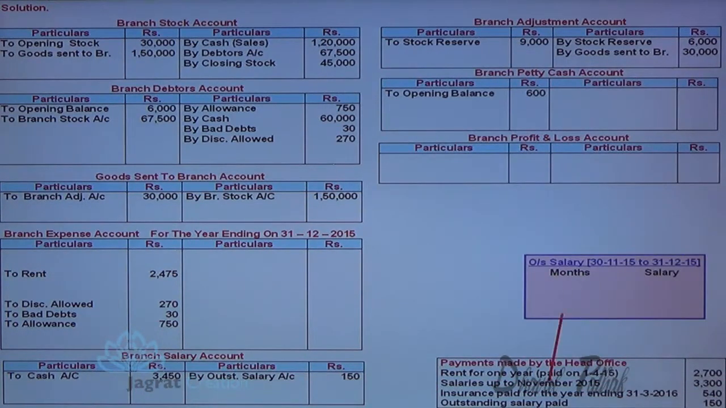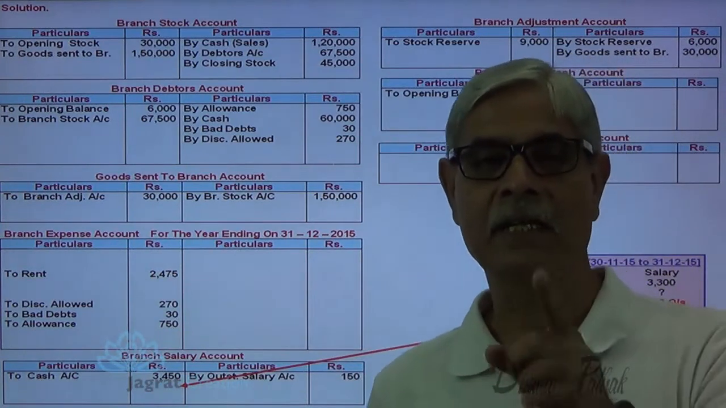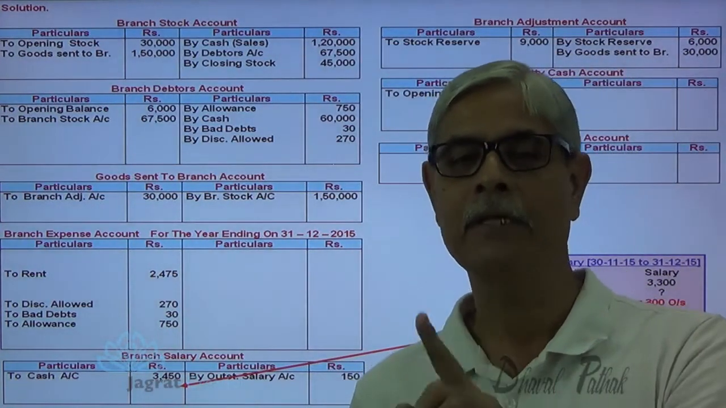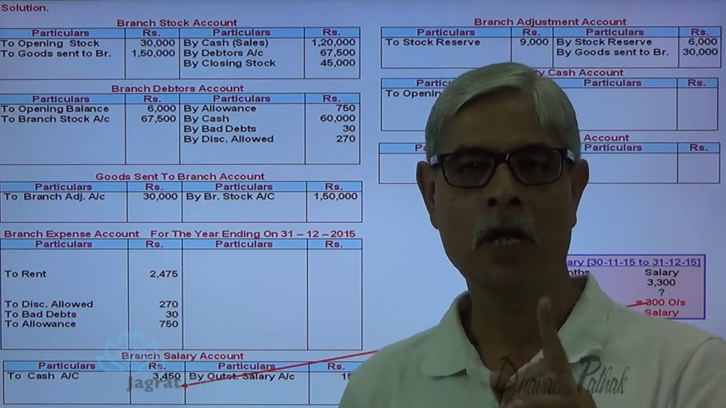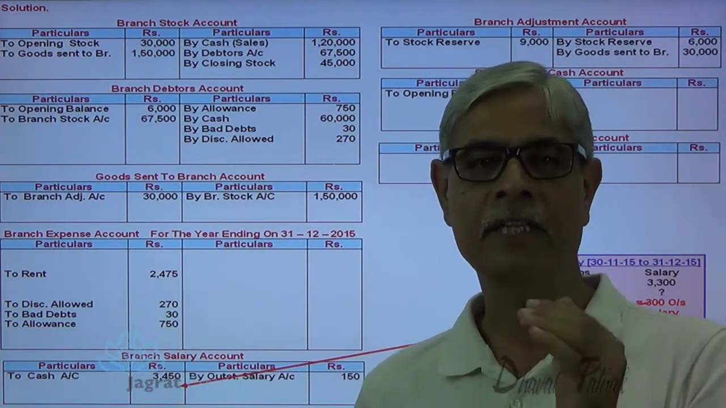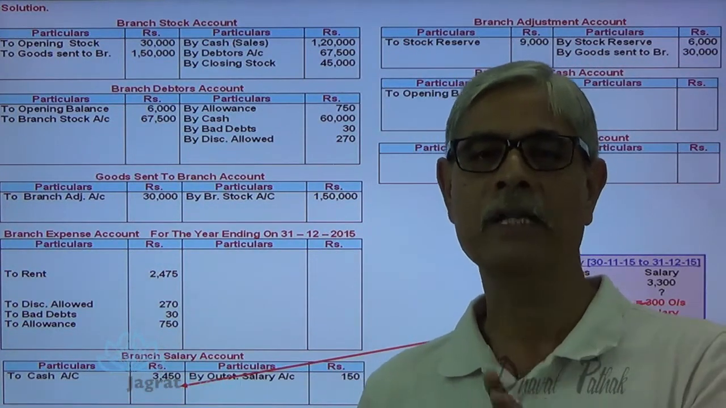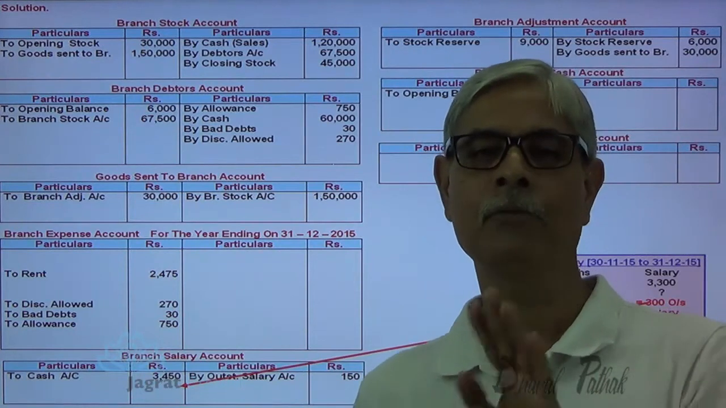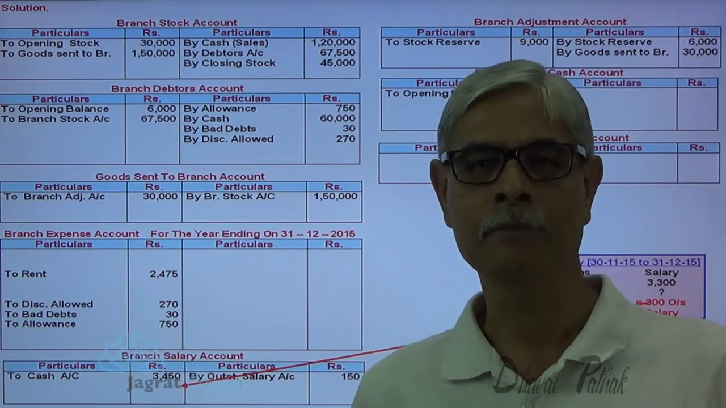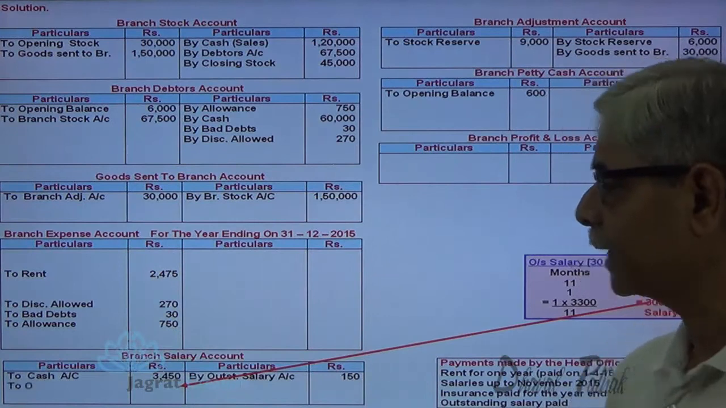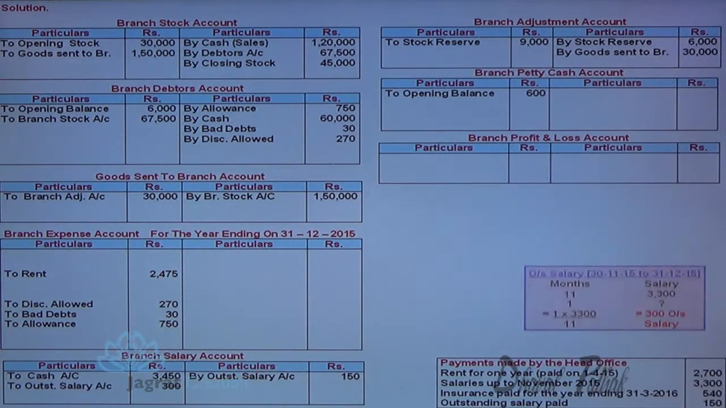Now, 1 month salary is outstanding. 11 month salary is 3,300. How much for 1 month? That works out to be 300. Salary account debit to outstanding salary account credit. Salary account is debited because it's an expense for the current year. Outstanding salary is a liability that will be paid in the next year. So outstanding salary, so long as it is unpaid, will appear in the balance sheet liability side. So salary account debit to outstanding salary account credit.